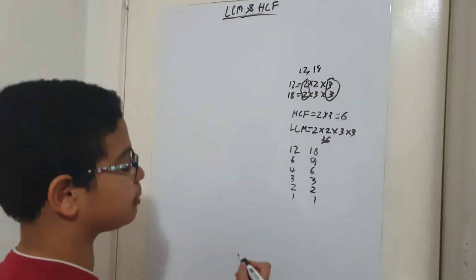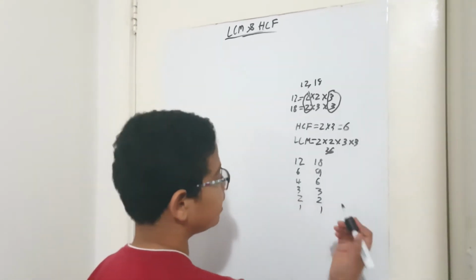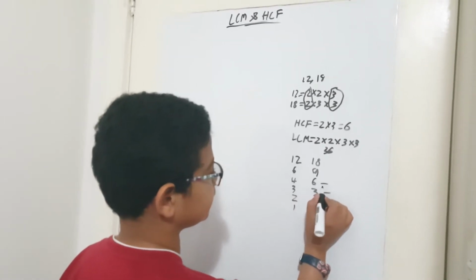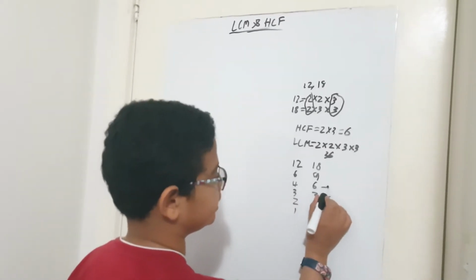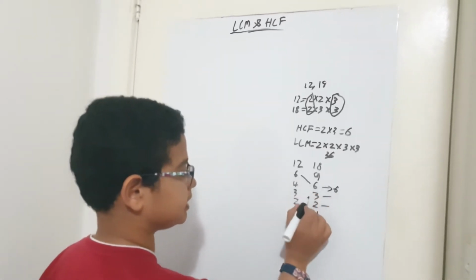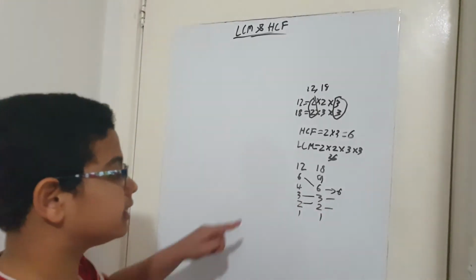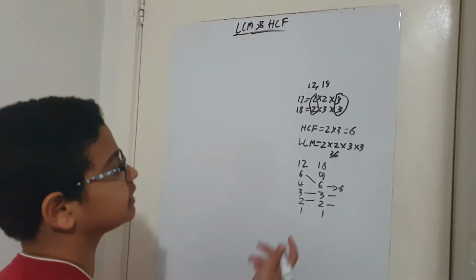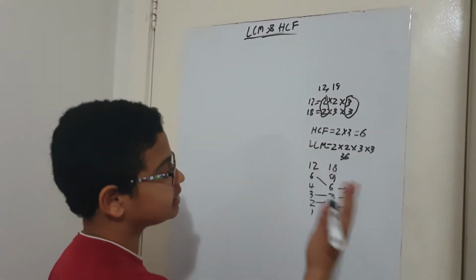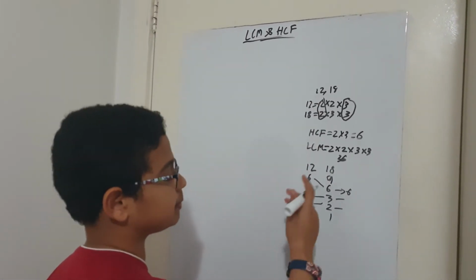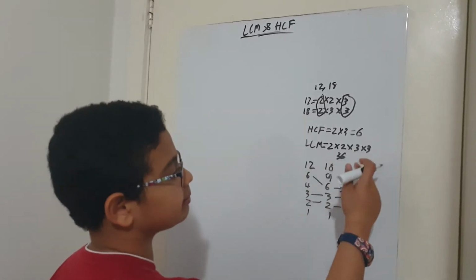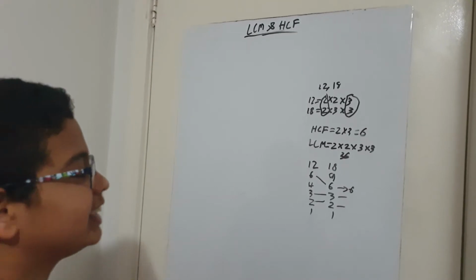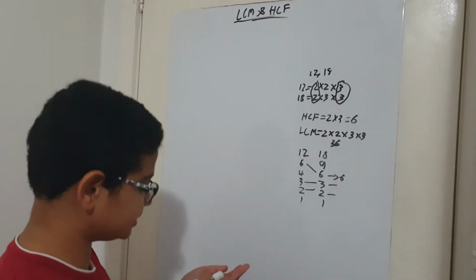The factors they share are 2, 3, and 6. The highest one of them is obviously 6, so the highest common factor is 6. And that is correct, that's the regular method. So this is not the method I'm going to be teaching you. Can you see how long all of that takes? It takes so long to do.